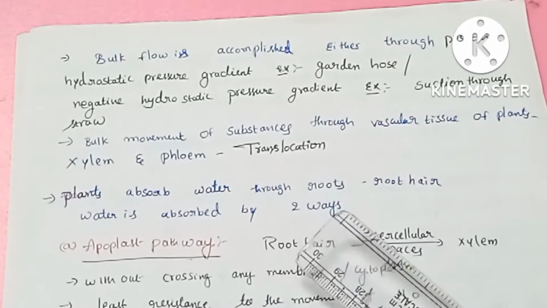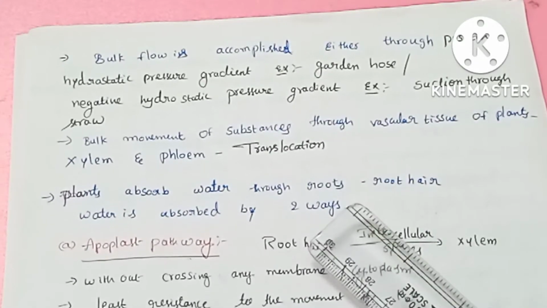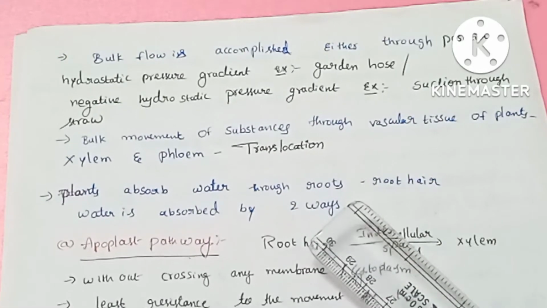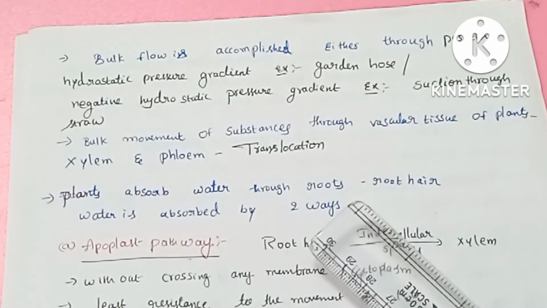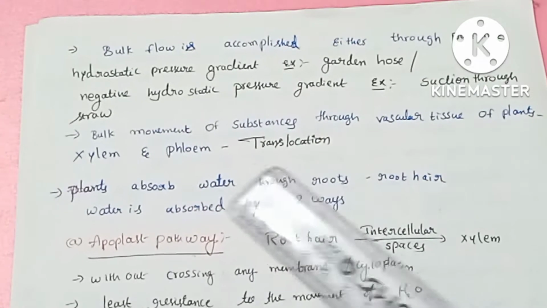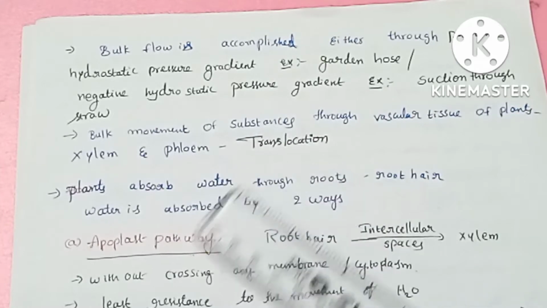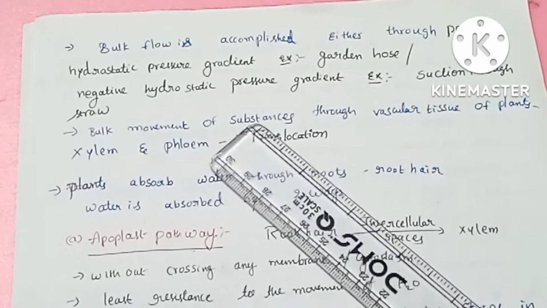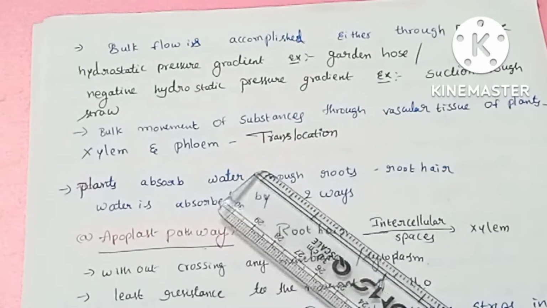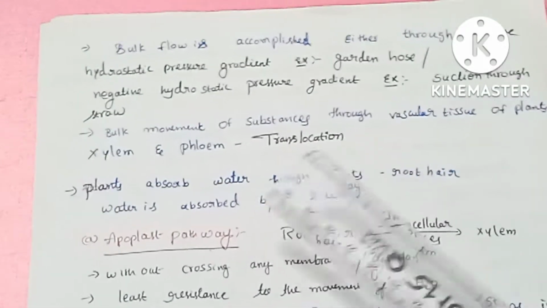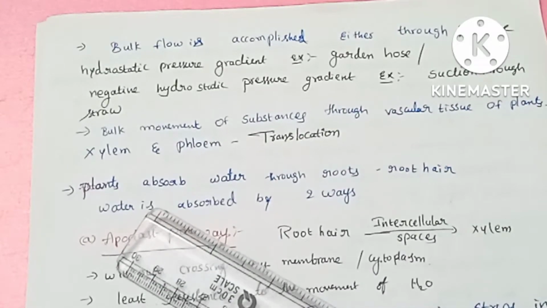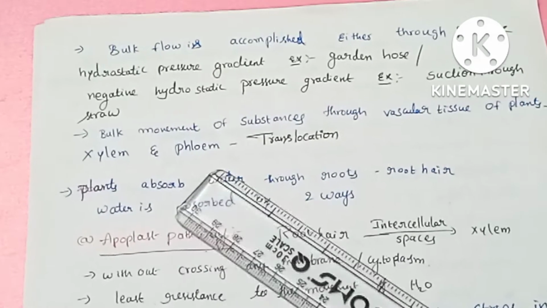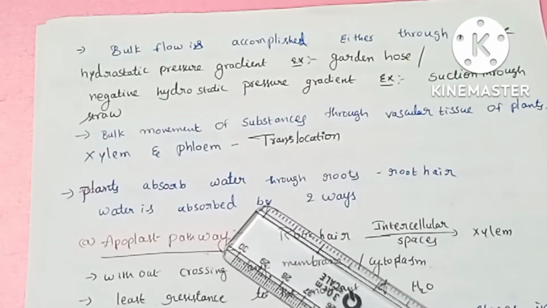Whereas in the negative hydrostatic pressure, if you take the case of a straw, if we are sucking the juice or water, we are applying some force, we are pulling the water, right? That suction pressure is called as a negative hydrostatic pressure gradient. So by means of these two forces, the bulk flow will occur. The bulk movement of substances through vascular tissue occurs by xylem and phloem. So the movement of the substances by xylem and phloem is called as translocation.